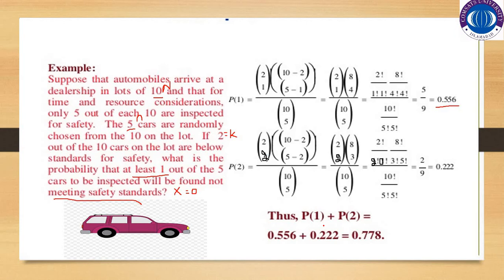So when we ask what is the probability that at least 1 out of 5 cars is not meeting the safety standards, it is probability of x equal to 1 plus probability of x equal to 2, which is equal to 0.778. So this is the probability that at least 1 car is not meeting the safety standards. We have to stop here at probability x equal to 2 because there are only 2 cars in the lot which are not meeting the safety standards.